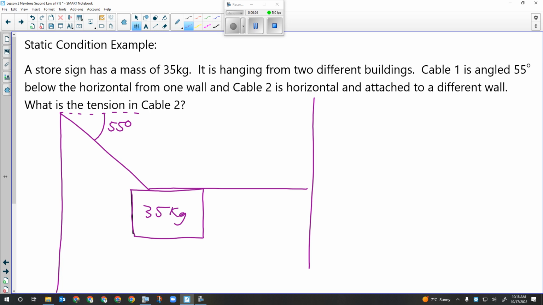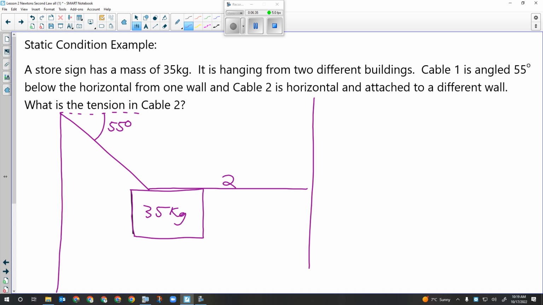All right. They want to know what force cable 2, that's this cable here, is exerting. And they don't give us anything else. They tell us it's two cables, they give us one angle and the mass of the sign. Doesn't seem like very much information, does it? So, what do I need to realize about this sign that can really help me out right off the bat?